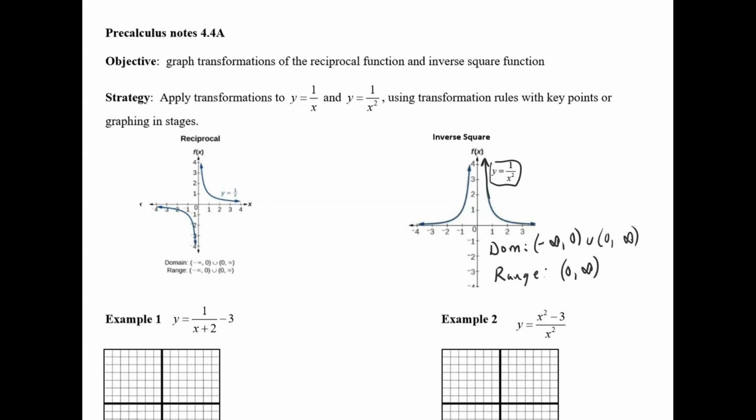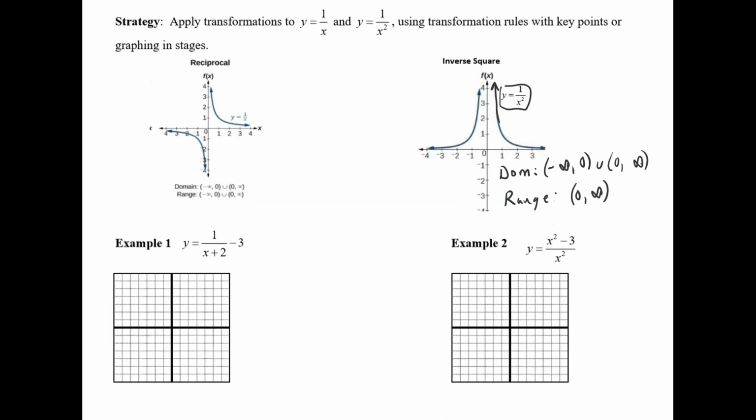Okay, so let's look at the first example, which is just a transformation of a reciprocal function. We want to look at the x plus 2 as indicating a transformation on the inner part of the function, and then the minus 3 would be on the outer part of the function. So in other words, this would take the function and move it to the left 2 units, and this would take the function and move it down 3 units.